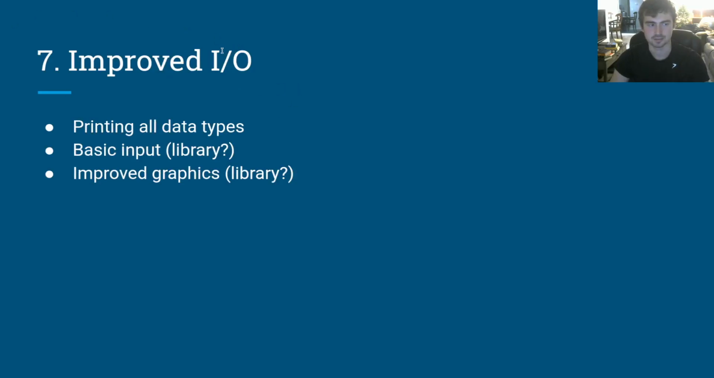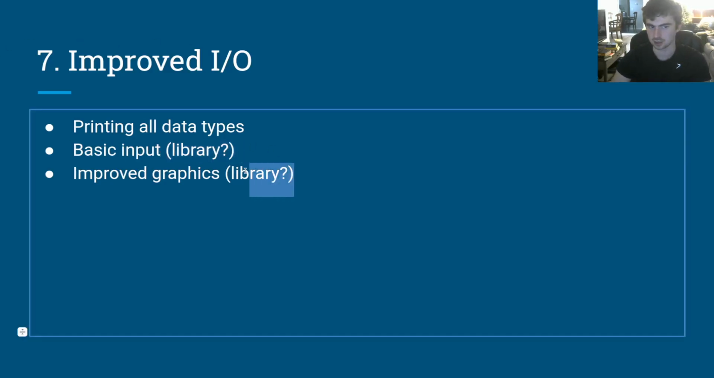And then finally, improved I/O. I do have some very basic bitmap graphics, but if you want to create games, especially, or useful programs that have input and output, because right now all you have is just output. Ways to print all the data types, for instance, taking in keyboard input, and also improving the graphics. Rather than bitmap graphics, maybe some way to communicate with the GPU would be good. And maybe these could be implemented as libraries, because I know that in C++ they're implemented as libraries. So maybe that's the way to go.